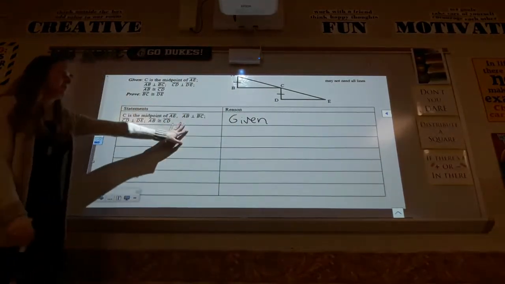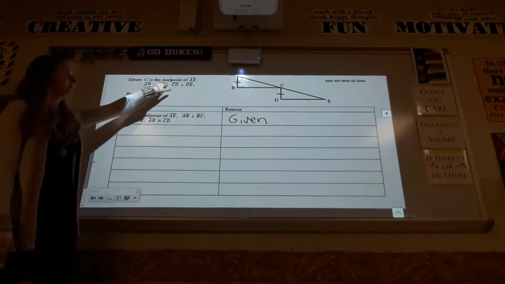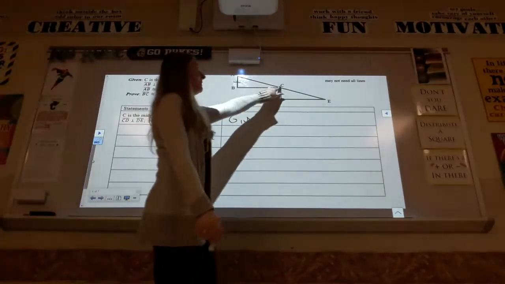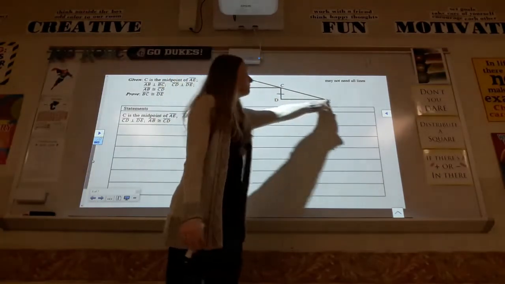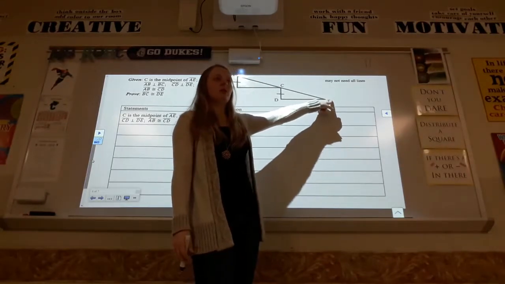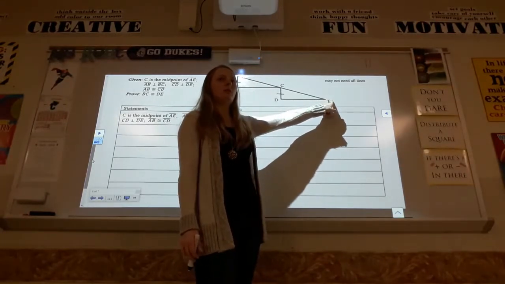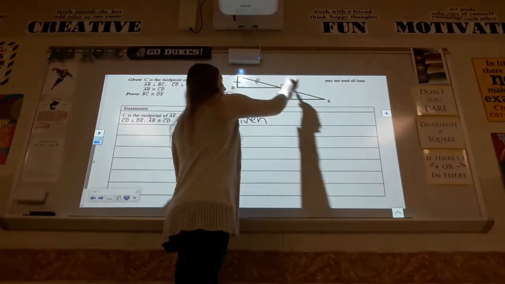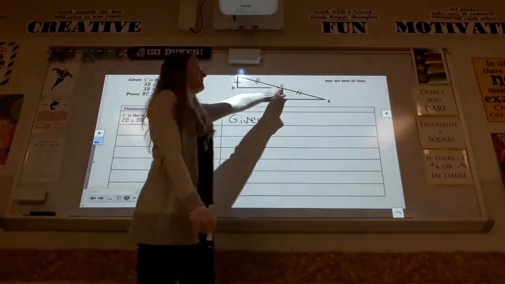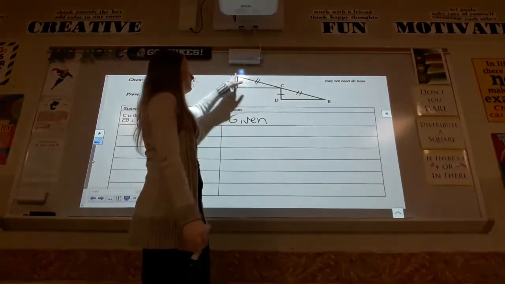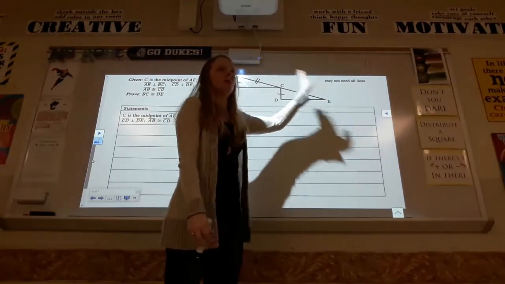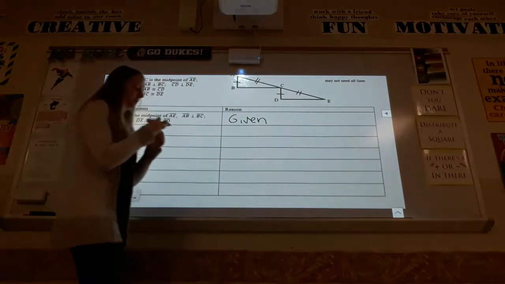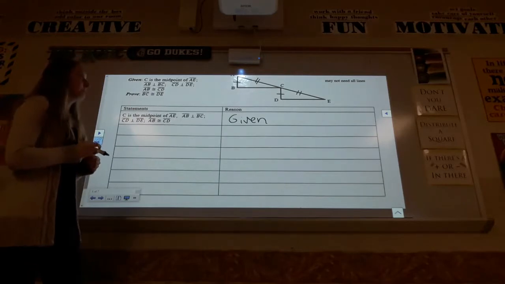Alright, so these are all my givens. The first one says that C is the midpoint of AE. So C is right here. It's the midpoint of this full segment. So what does that give me? Yes. So A and C are corresponding. So when you name the segment, you can go AC and then CD. You can just follow along the pathway of the segments and name them.